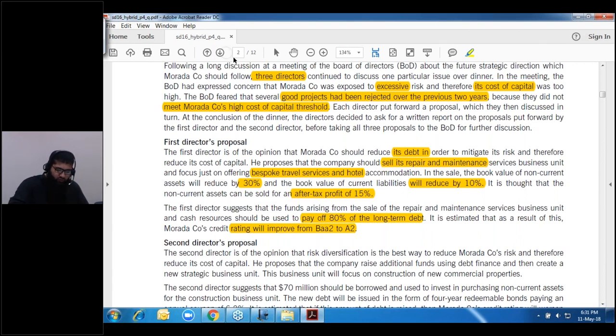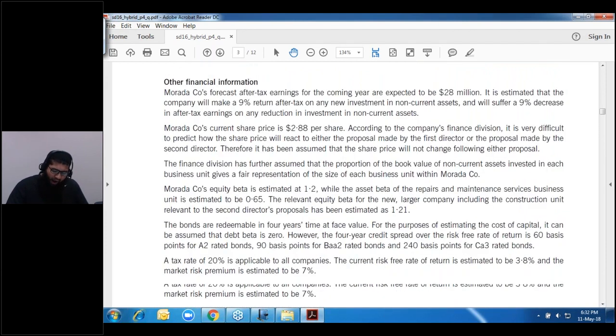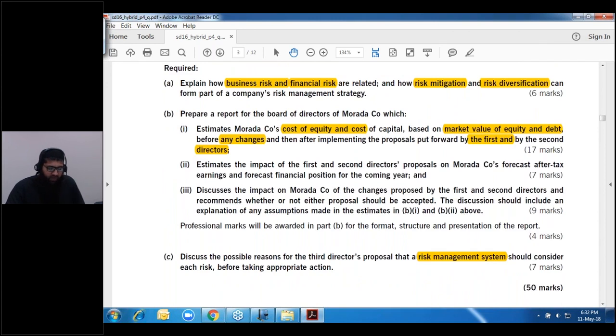What is the examiner asking us to do? The examiner wants us to calculate Morada's cost of equity and cost of capital before any changes and after implementing the proposals put forward by the first and by the second directors. So that's what they want us to do. We would have to perform three calculations. One is for the existing cost of capital, another is for the revised cost of capital under director one's proposal, and the third is the revised cost of capital and the cost of equity under director two's proposal.